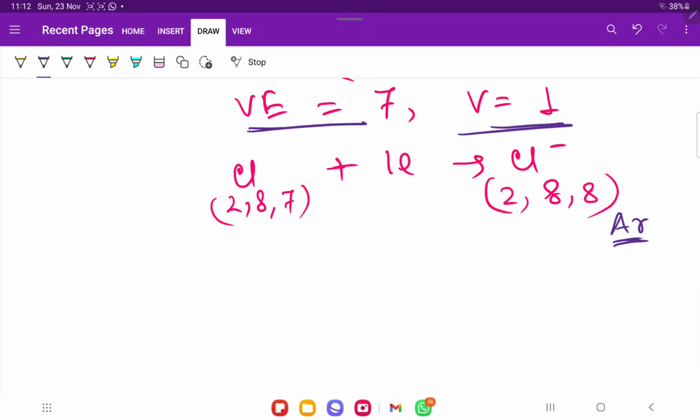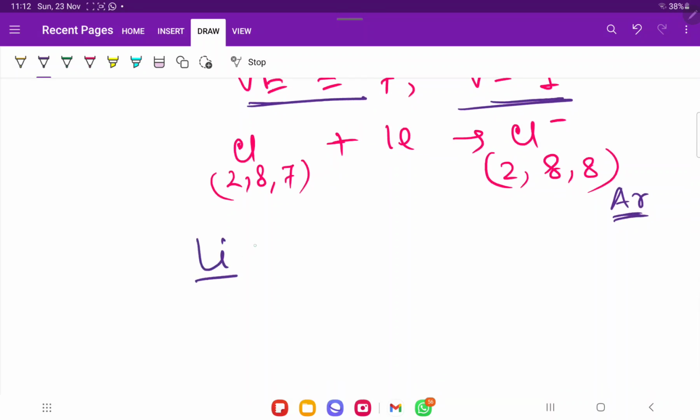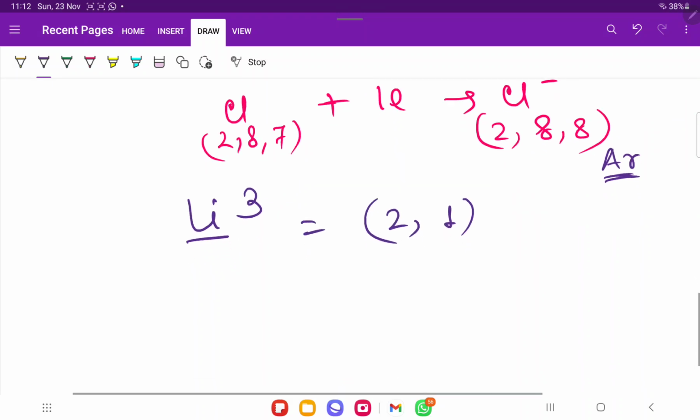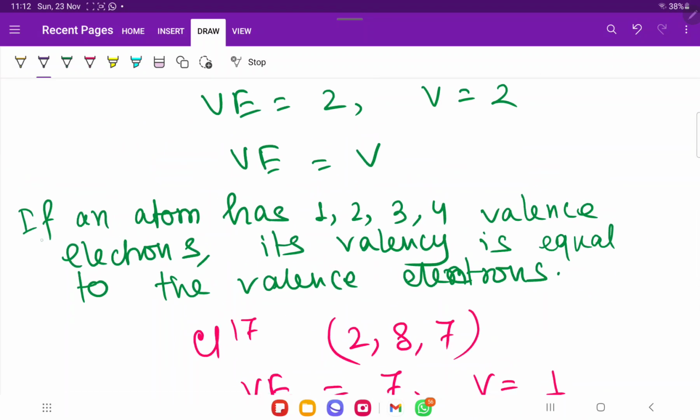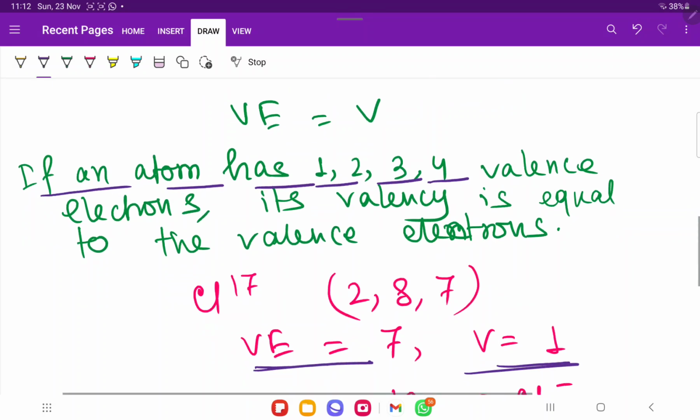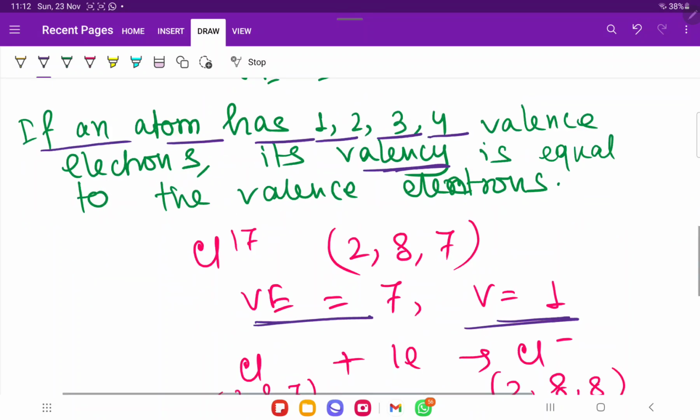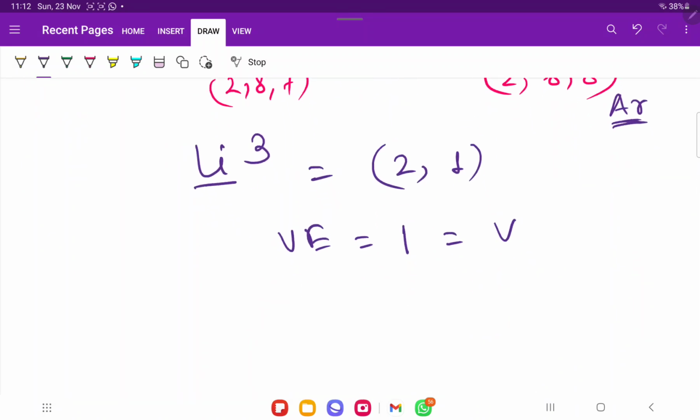Then we will see another example, lithium. Lithium has how many electrons? There are 3, so the configuration will be 2 and 1. If I ask what the valence electron will be, here the valence electron will be 1, which is equal to the valency, right? Because of the statement we wrote: if an atom has 1, 2, 3 or 4 valence electrons, then valency is equal to the valence electron.